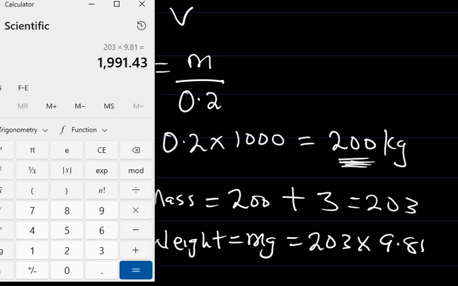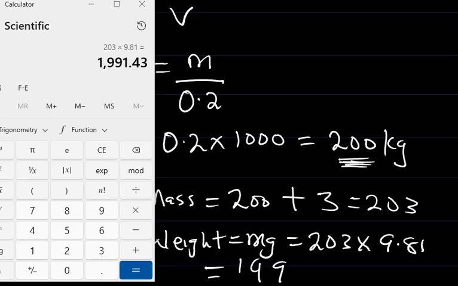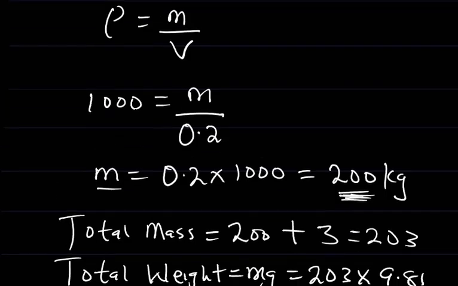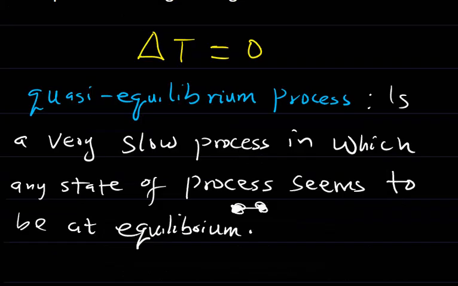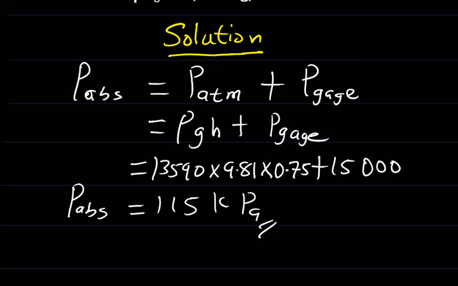Okay, so the total weight is 199... how many? Okay, 1.43 Newton. All right, so that is it, by the way. Let's proceed. There are more questions that we need to actually solve.